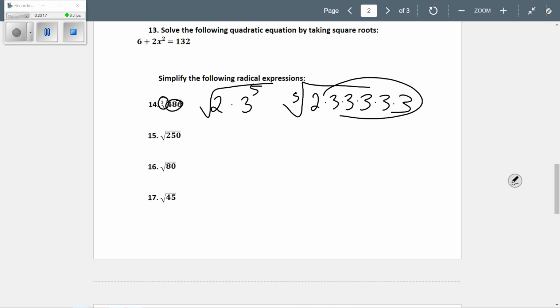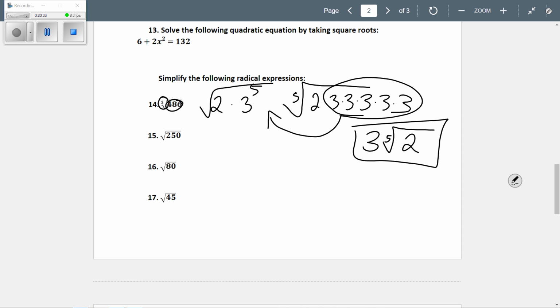This 3 has exactly 5. They match up, so they get to leave from under the root. They get to leave the house. So on the outside, we have 3, and then 5th root, don't forget to write this little 5 here, 2. The 2 has to stay inside. And we're done. That is the simplest form of 5th root of 486.